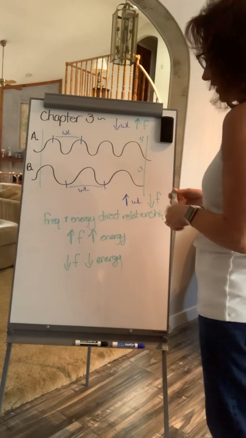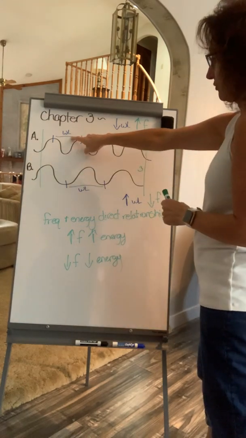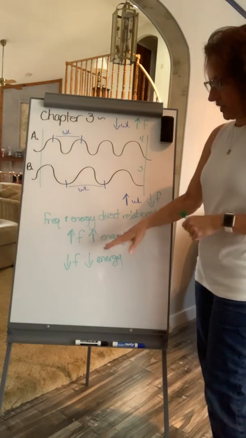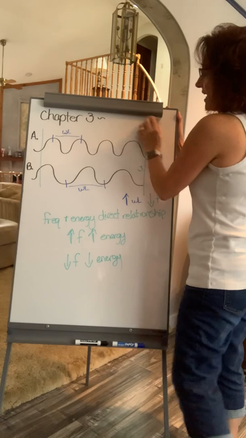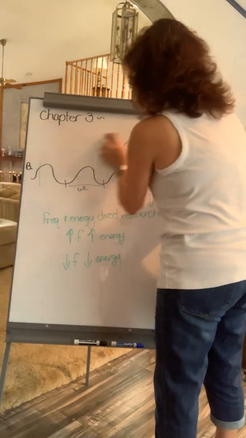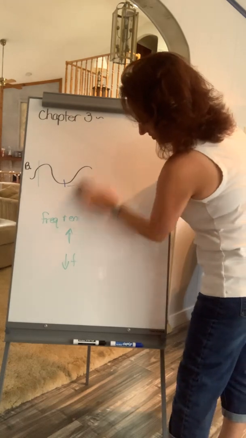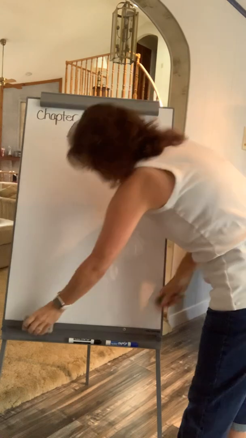I'll show you what I mean by that in just a second, but I'm going to erase this. So wavelength, frequency, inverse relationship between wavelength and frequency, and then direct relationship between frequency and energy. Now, what do I mean by that? These photons that we're talking about, you have to realize that's what's actually coming out of the tube to make the exposure.